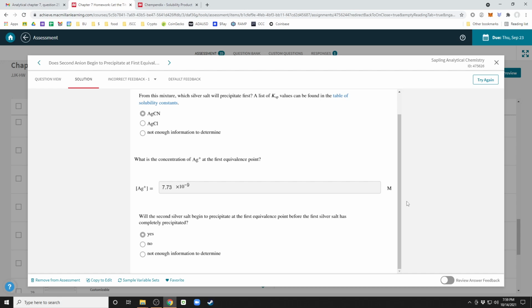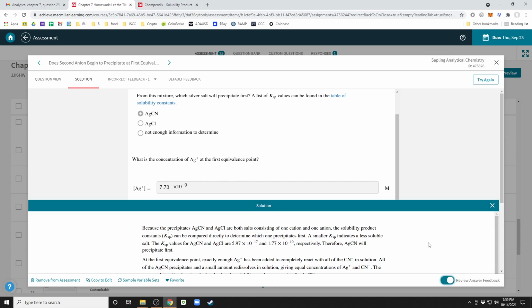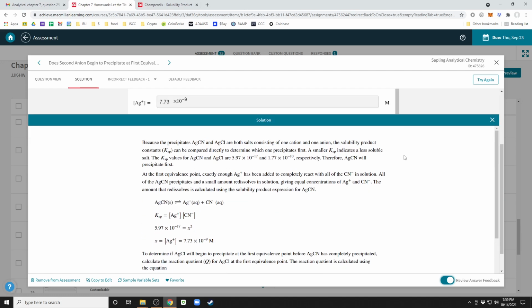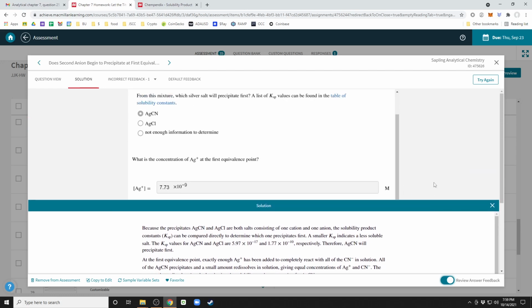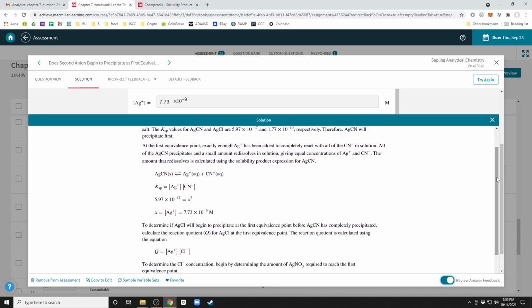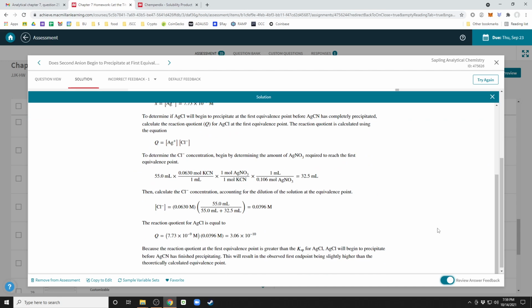And what we're doing is we're trying to figure out, does that happen? Now, there's a fairly easy way to do that. And so what you do is you're going to go ahead and figure out what's called a reaction quotient. Really, you just do the same thing you would do for a KSP. You're just not sure if it's at equilibrium.